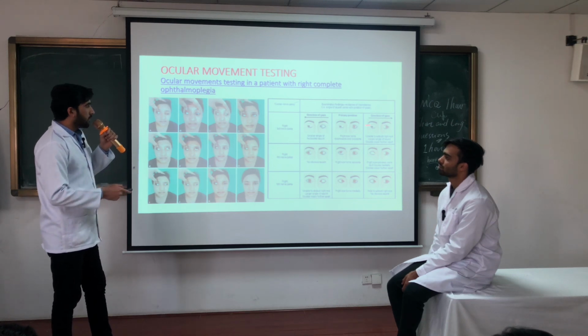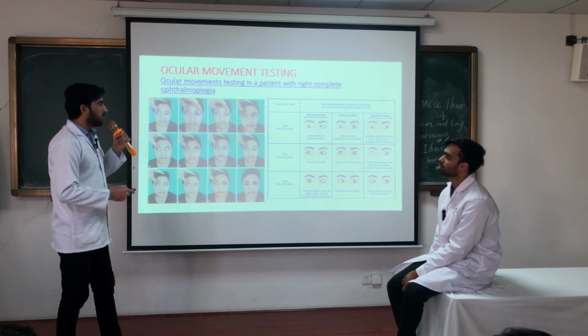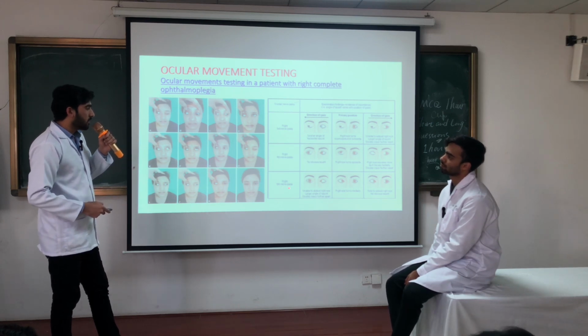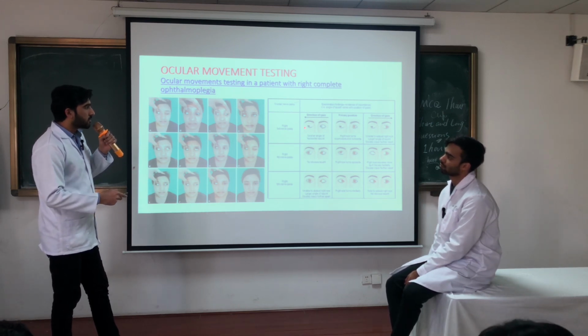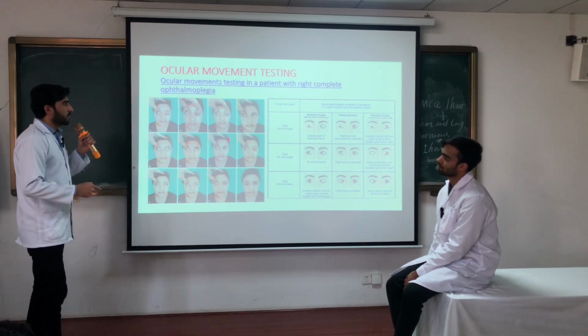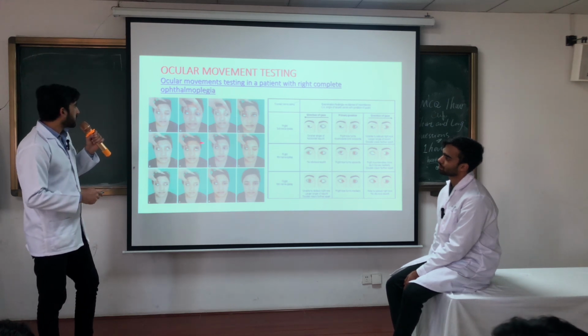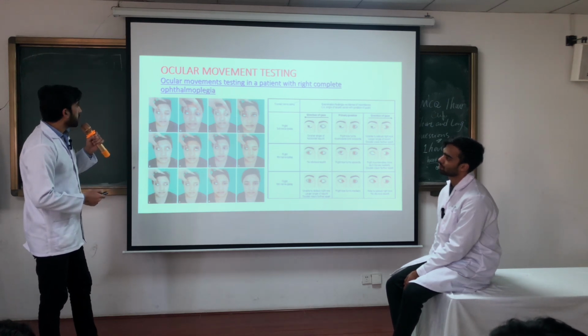So in this table we can see there is right third nerve palsy, right fourth nerve palsy, and right sixth nerve palsy. So this is the condition we can see in this picture. So this patient is a patient with third nerve palsy.